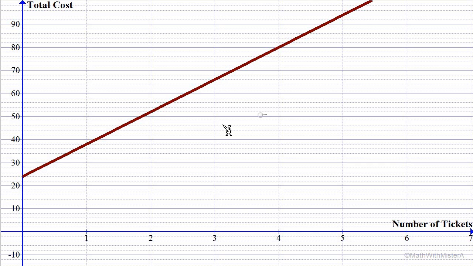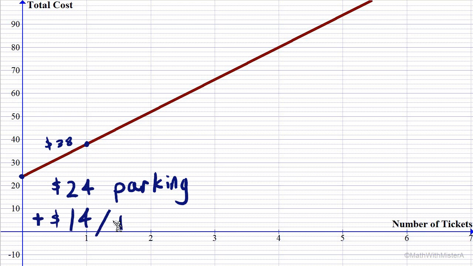So always remember that linear models are based on 2 quantities, a starting amount and a rate of change. On the graph, the vertical intercept will tell us that starting amount. It's $24, so that's how much parking is for this Reggae Fest. Next, I have to look for the rate of change. Well, it started at 24. After the first ticket, it is up to 38. That looks like an increase of $14 per ticket.